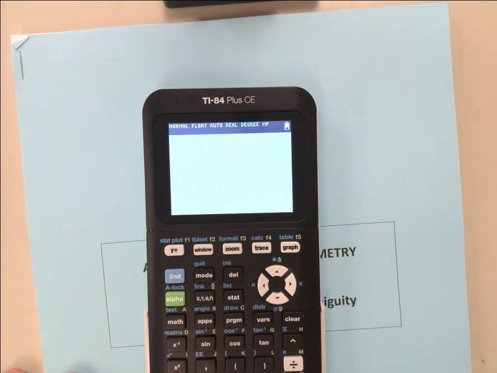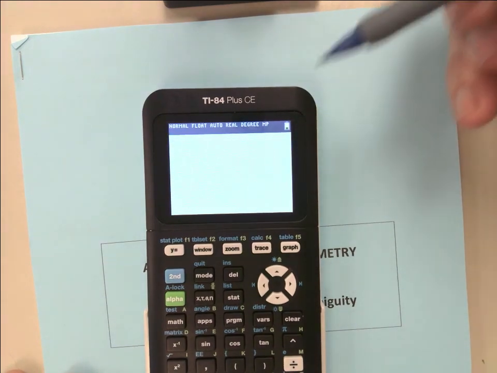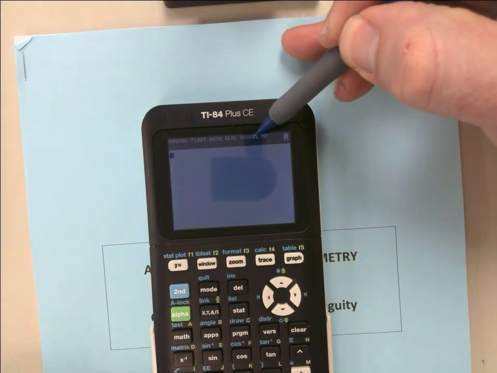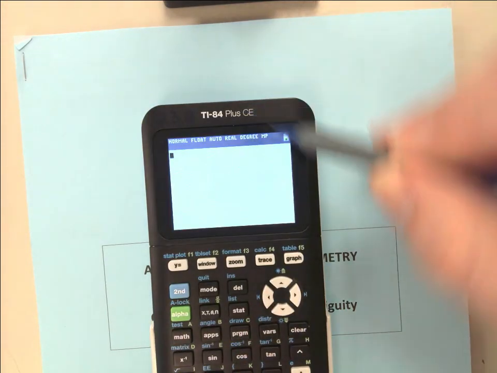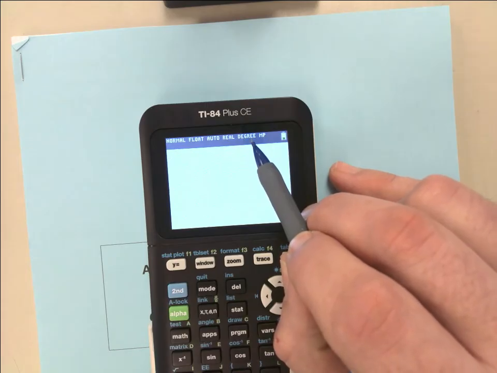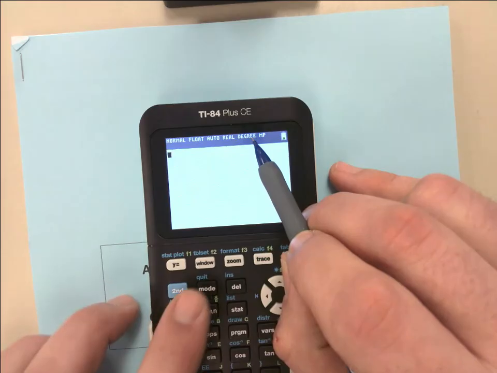Because your calculators may have been used by grade 12 students. If you look at the top of your home screen, it should say degree right there. If yours says radian, you're going to have a problem. So we've got to fix that real quick.